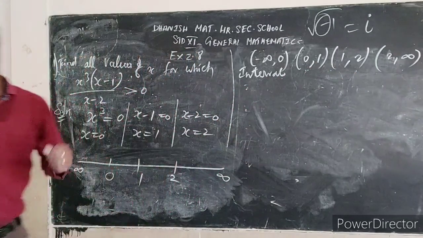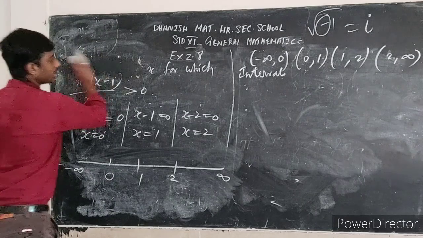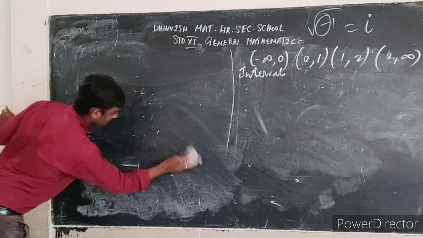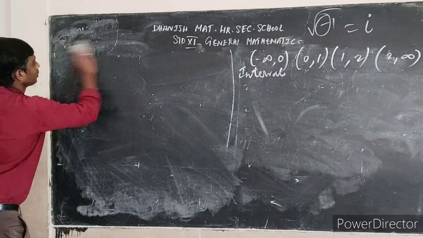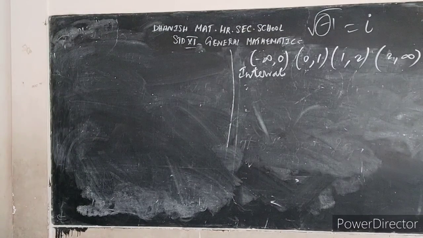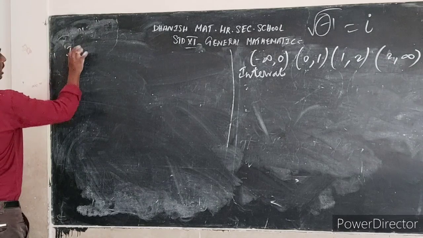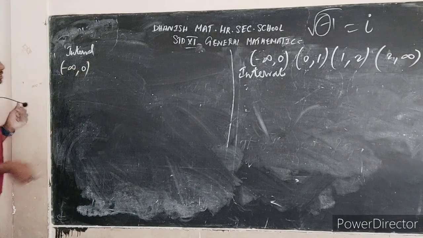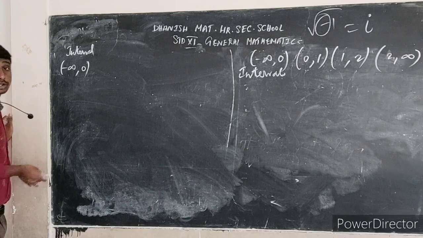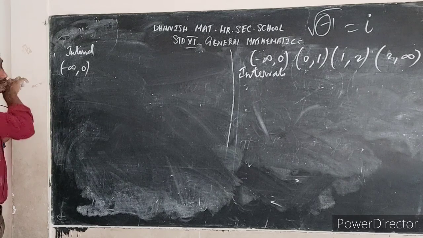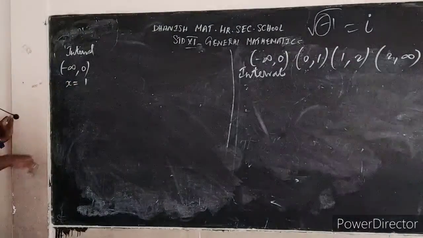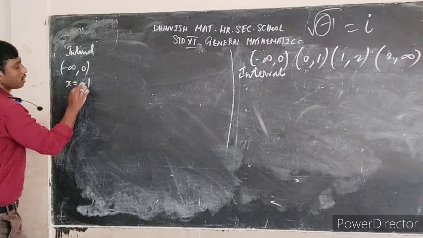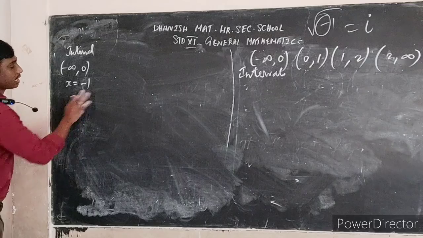Now we are going to draw the tabular column. The same procedure, sign of formula only. First we take an interval. The first interval is minus infinity comma 0. This is a very important exercise, it will be asked for 5 marks. Here you have to first take x as minus 1, because for minus infinity to 0 we take the minus sign.